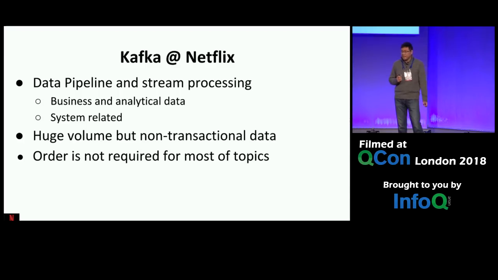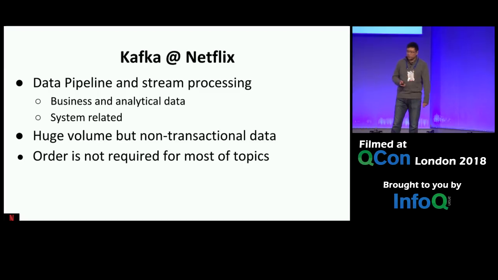The first one is business and analytical data. So this includes all the events that we use to track how users interact with Netflix services. And they also include device logs. These logs will be batched on our playback devices and then sent to our edge proxy service, and then forwarded to Kafka. And they can also include A/B test results. Netflix is a data-driven company, so at any time we have tons of A/B tests going on to determine what would be the best decision for our business.